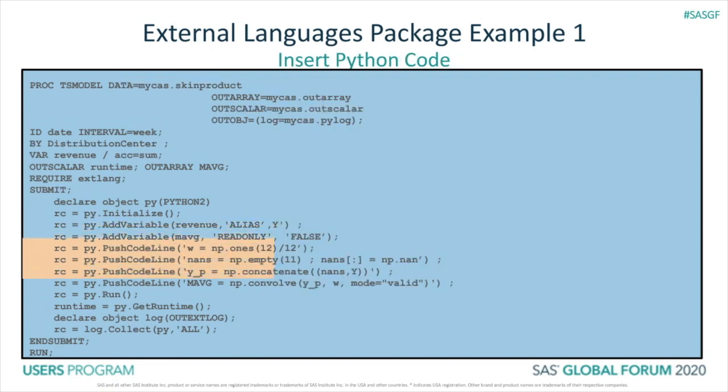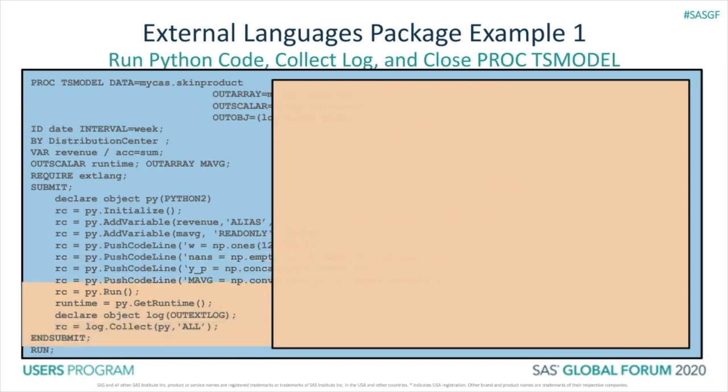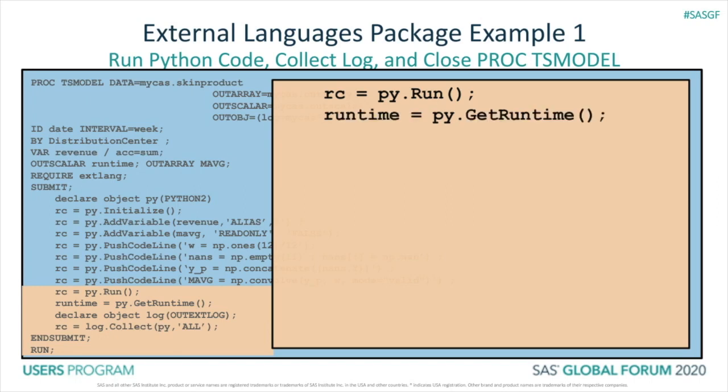And then finally, we can add our Python code. I'm not going to go into the details of this code itself. Basically, it calculates the moving average using a convolution. And then you specify that you want to run the code using the run method call. You can get the runtime.